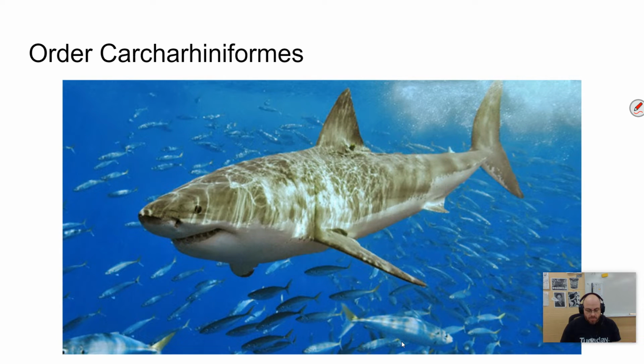There are some different orders that we're going to talk about. The first order is Carcharhiniformes. There you go, word of the day, and probably butchered. These are ground sharks and are the typical shark that we are familiar with. They're located mostly around coastal waters. This includes the tiger shark, which you see there, and the hammerhead shark as well.